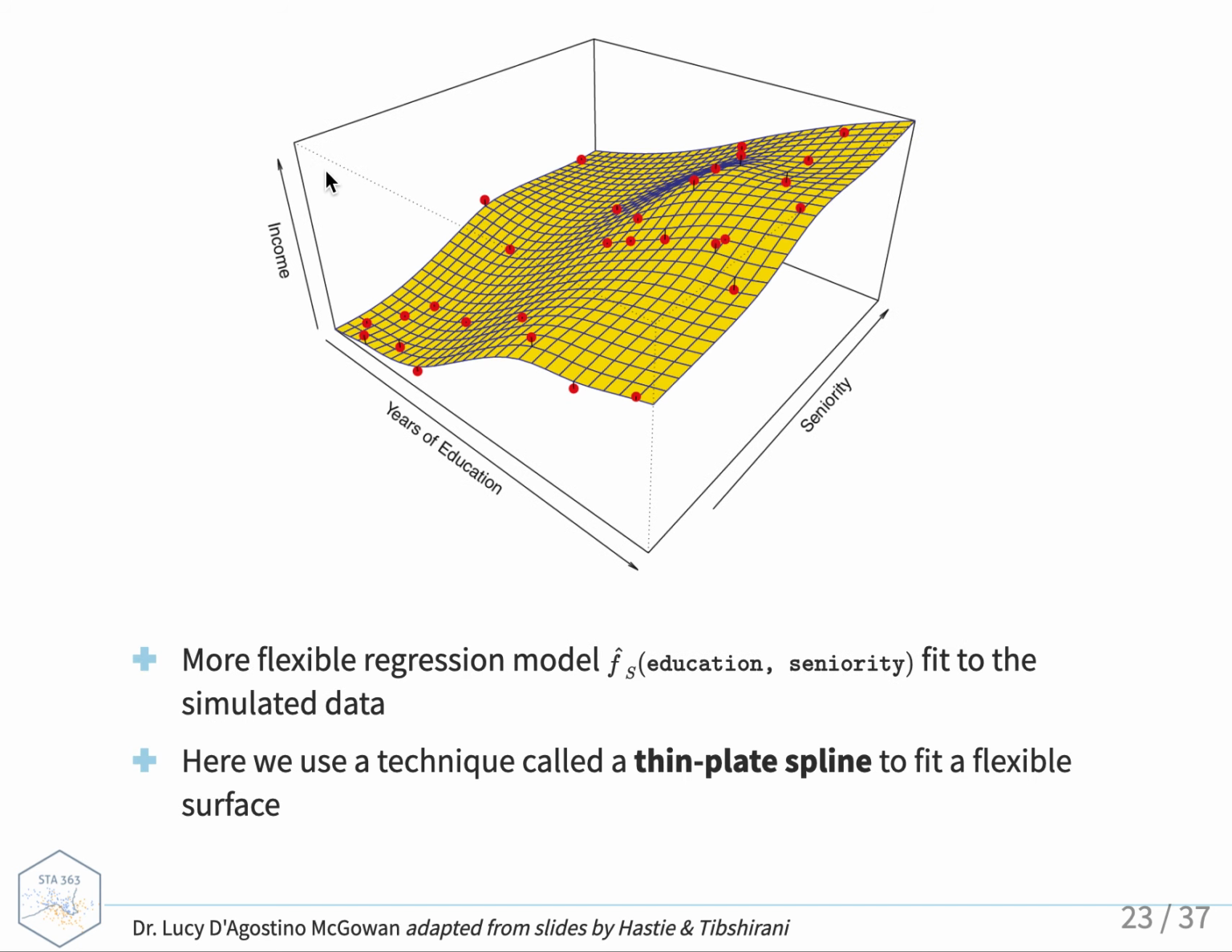I could alternatively fit a more flexible regression model, and so here I have a more flexible one, which I'm calling f hat sub s, fit to the simulated data. And so here I'm using a technique called a thin plate spline to fit a flexible surface.